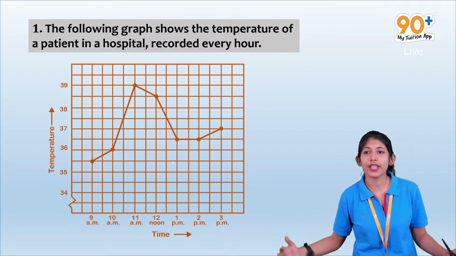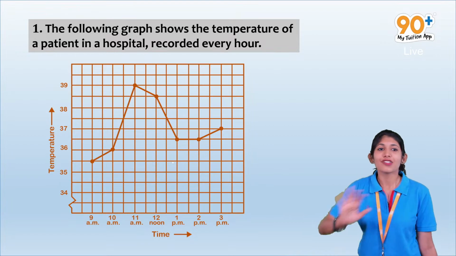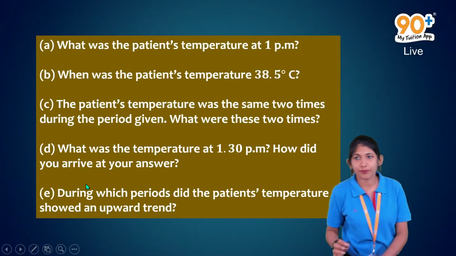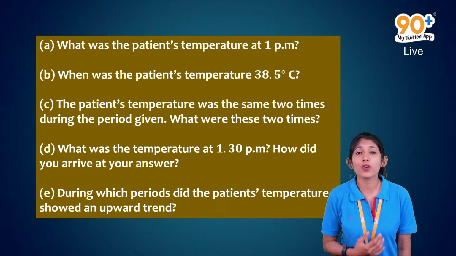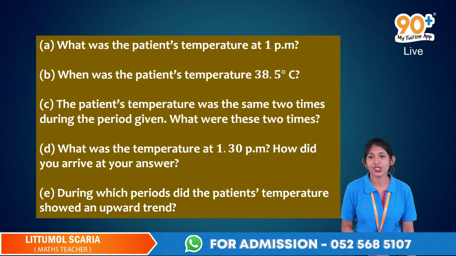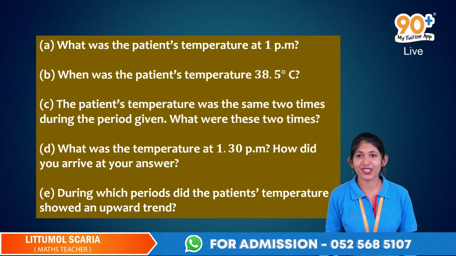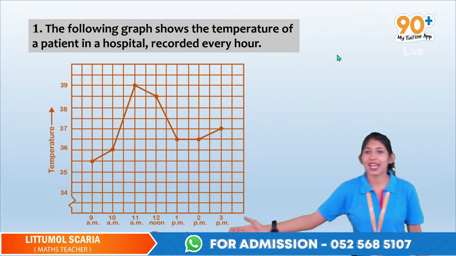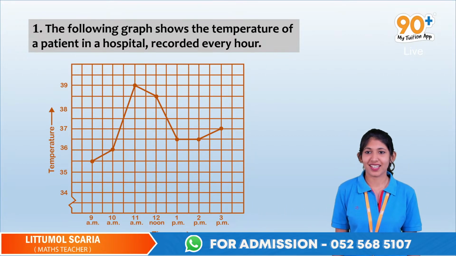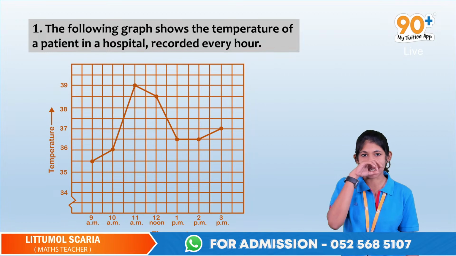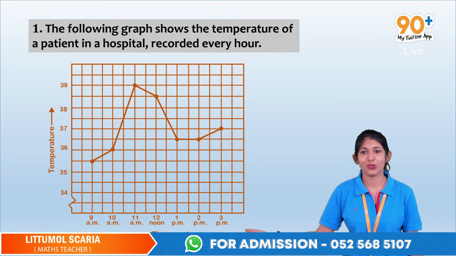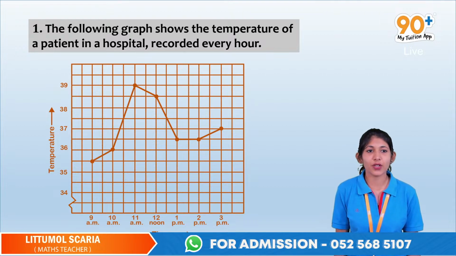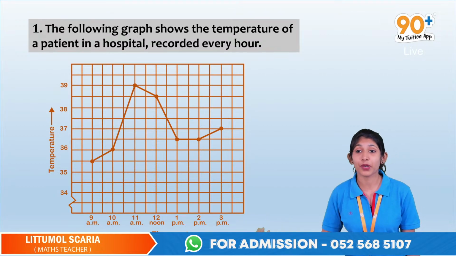Based on this graph, you can see time on the x-axis, temperature on the y-axis, right? So here comes your set of questions. First one, what was the patient's temperature at 1 p.m.? You know time is on the x-axis, right? At 1 p.m., what's the person's temperature?